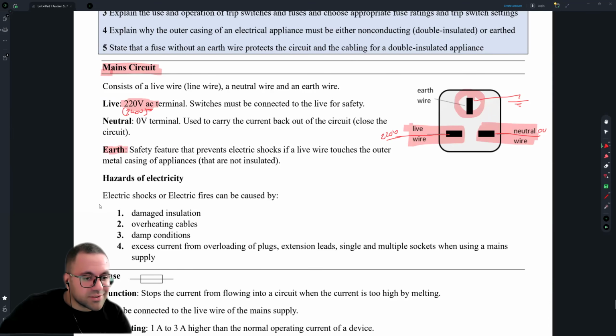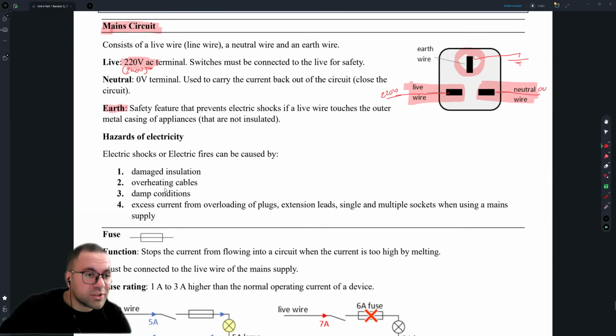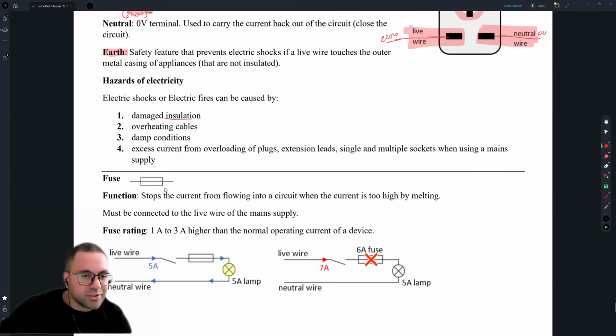So as I said, what are the hazards? You can get electrically shocked or you can cause an electric fire. What causes these things? Insulation, if it's damaged. If you overheat the cables, that damages the insulation, because if wires get too hot, it could melt the insulation and catch on fire. Damp conditions means if it's wet. Obviously, you don't charge your phone in the bathroom. If you do, something's wrong with you. Too much current, because too much current will cause the cables and the sockets to overheat, which causes what? Electric fires. Okay?